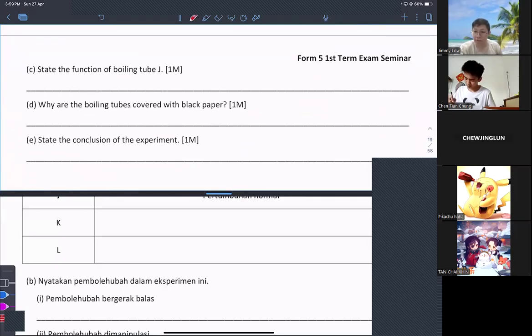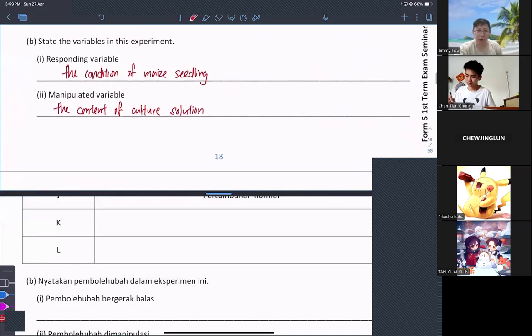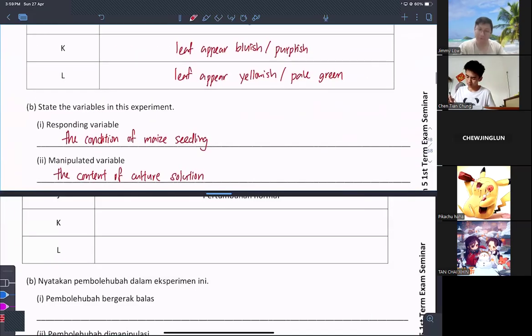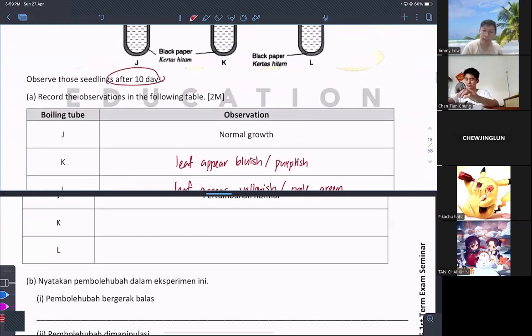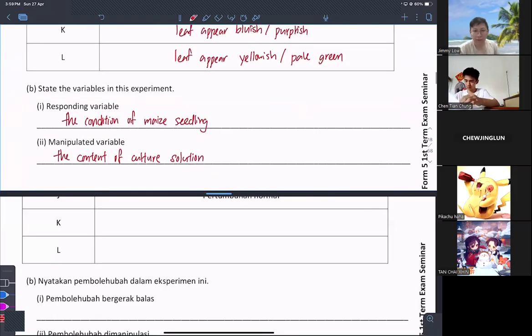The responding variable need to write after 10 days or not? No need. No need. But if you put it right, also correct. Okay, if you put 10 days can be accepted. Okay, if comes without 10 days also can be accepted. Both of the answers is correct.